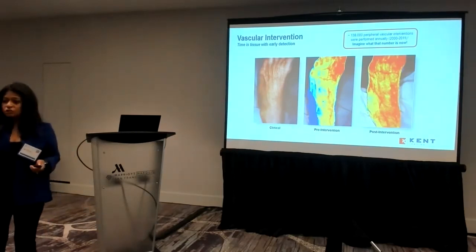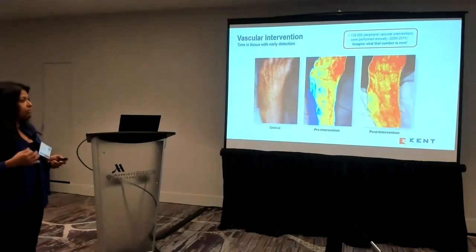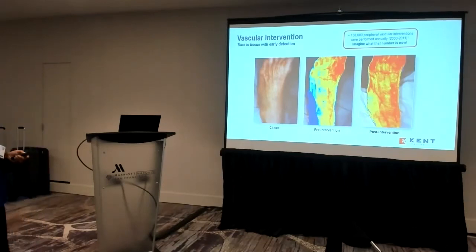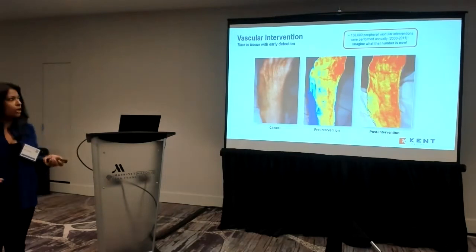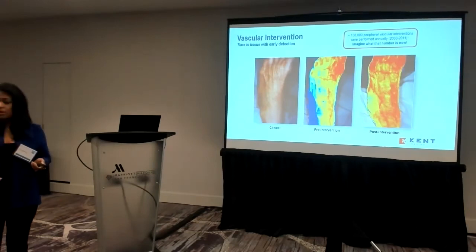It's important to also check the surrounding tissues as well, and to really get an average of the entire area. But you can clearly see with the colors alone that post-intervention, we were able to get significantly more oxygenation to the limb.